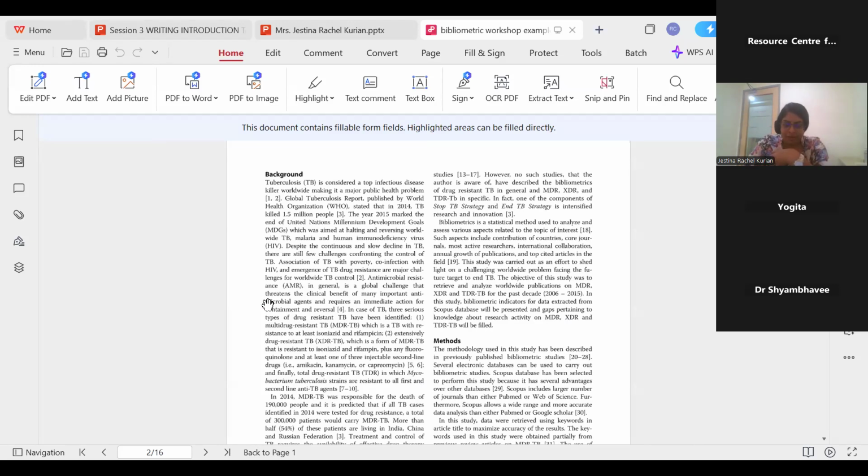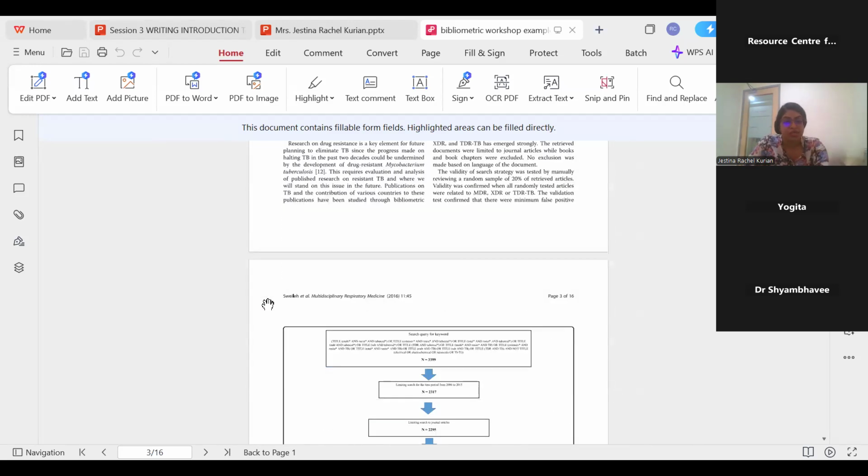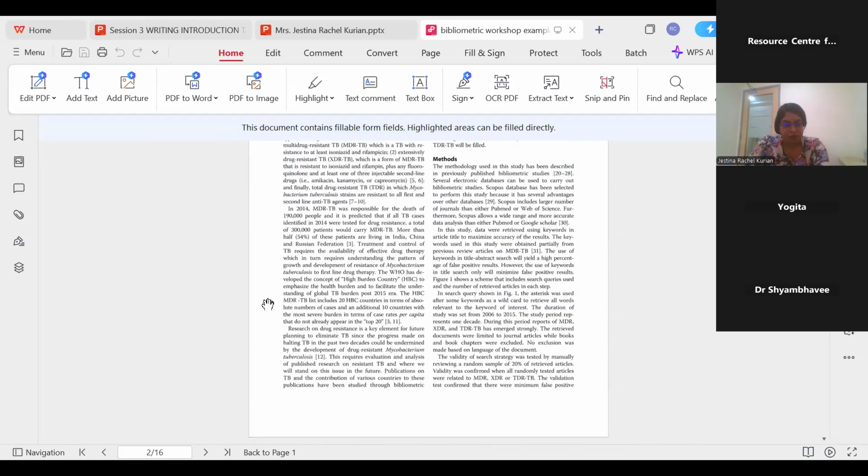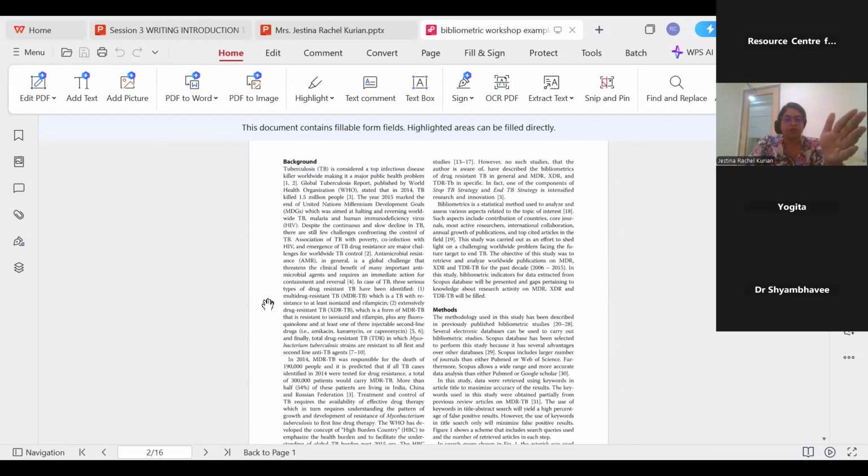So if I am writing a manuscript in bibliometrics, I wouldn't go into so much detail about TB and all that. I would just start with the field of multi-resistant TB. MDR TB is very significant. Let's look at the research. And then go into explaining the relevance of the topic and the relevance of doing a bibliometric analysis. Here they're giving very important data on why this topic is so relevant, why research on this topic is so relevant. See, that's a nice logical thread.